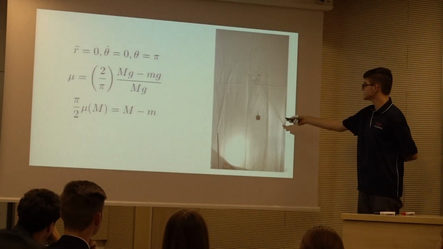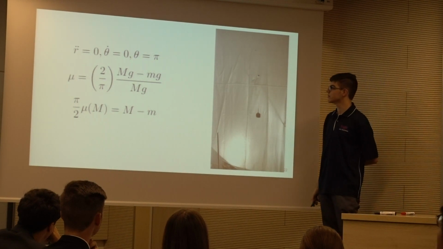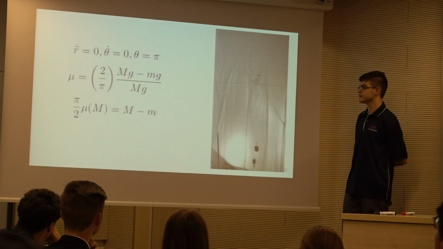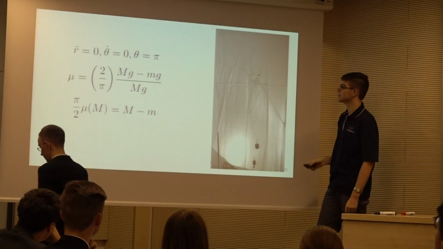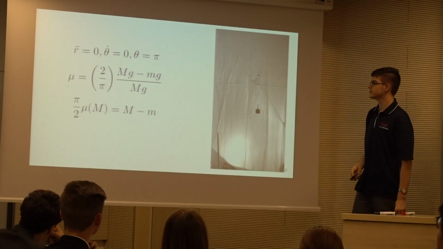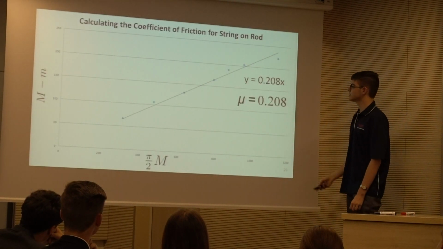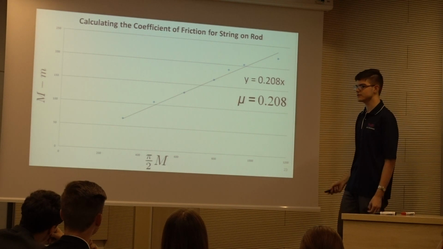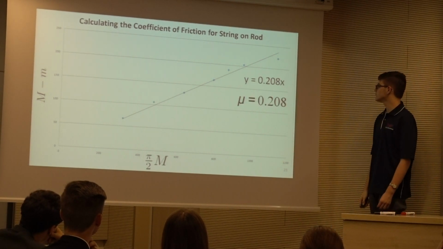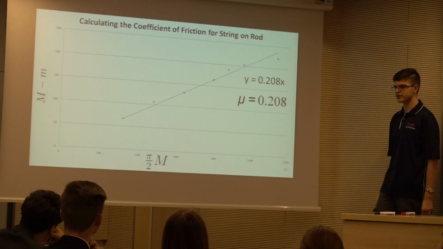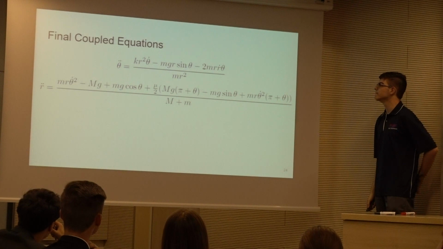We then set up this experiment here, where the radial acceleration is equal to 0, the angular velocity is equal to 0, and the angle wrapped around the rod is exactly pi radians. So here we see we have a simpler equation for mu using this experiment. We ran the experiment a number of times with different mass ratios, and we got the following best fit line, which has a slope of 0.208. So we know that the frictional coefficient should be approximately 0.208.